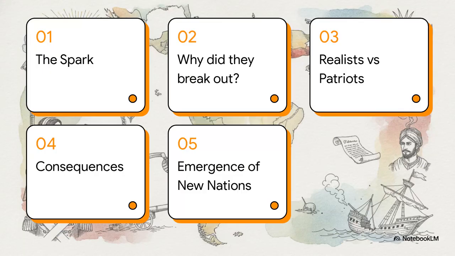Here is how we're breaking it all down today. First up, Napoleon's spark in Spain. Then we'll dive into exactly why open war broke out, followed by the epic clash between realists and revolutionaries. After that, we'll look at the grim consequences of the conflict. And finally, the emergence of brand new nations.